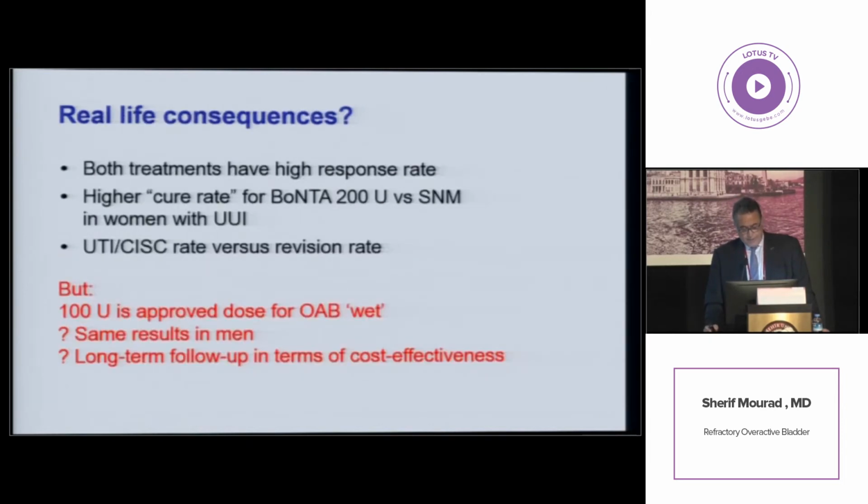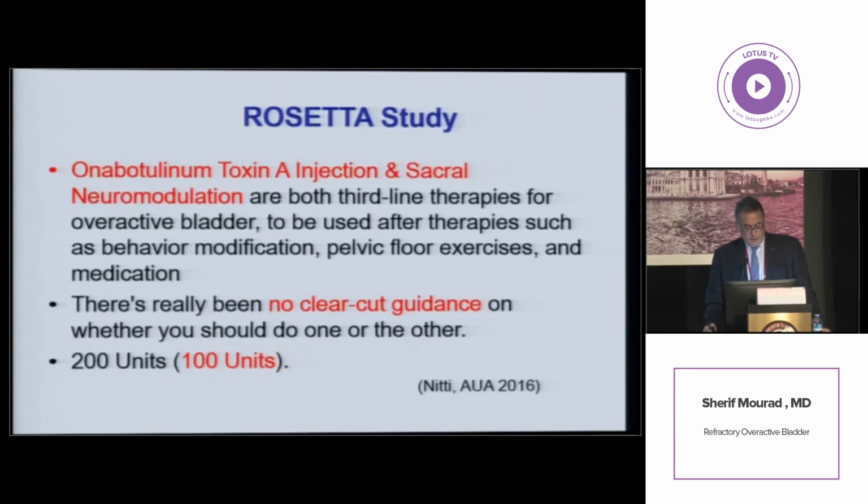So both treatments have a high response rate and high cure rate, the 200 units of botulinum toxin versus the neuromodulation, and this again is the side effects. The question is: is 100 units, which is approved by the FDA, enough for the non-neurogenic overactive bladder? Would the same results come in men like women? And for the long-term follow-up in terms of cost effectiveness, which one would be easier for the patients?